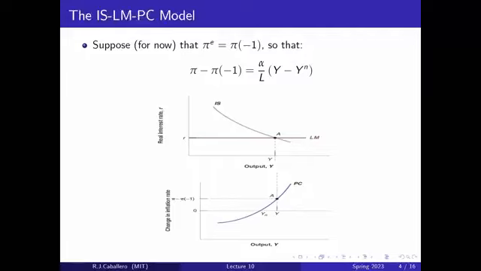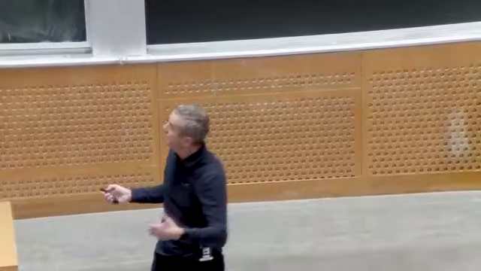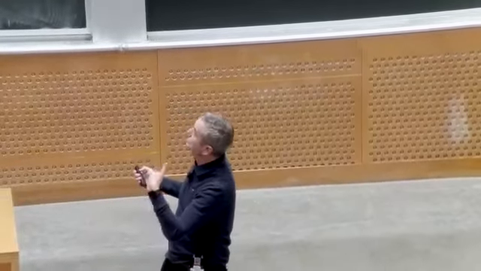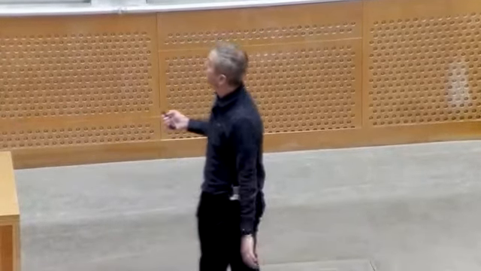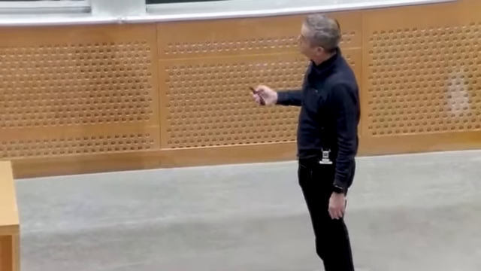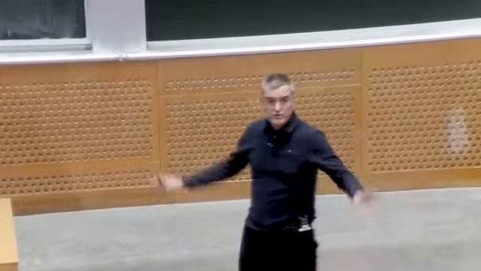And if output is higher than the natural rate of output, that means this is positive, which means inflation is rising, and that's exactly what we see here. It means inflation is above expected inflation. When expected inflation is equal to lagged inflation, then that means inflation is rising, okay? And that's what we have here. So any question about that?